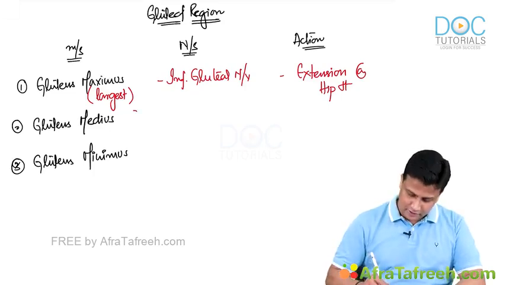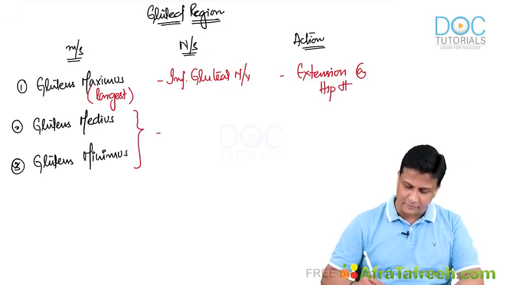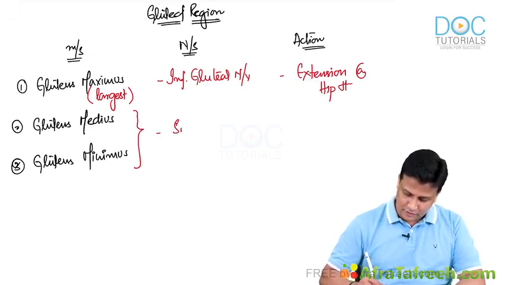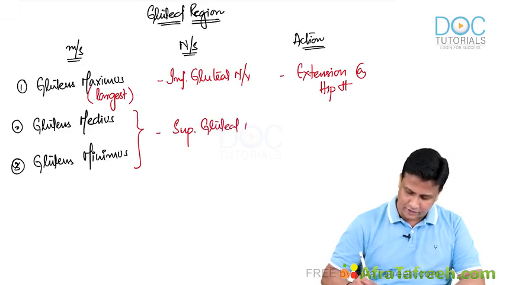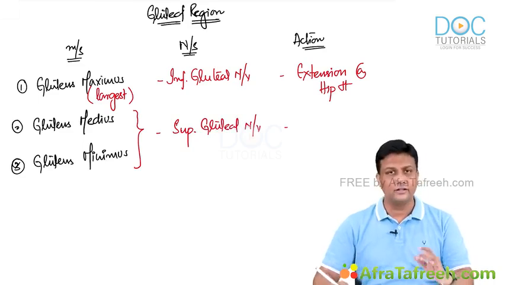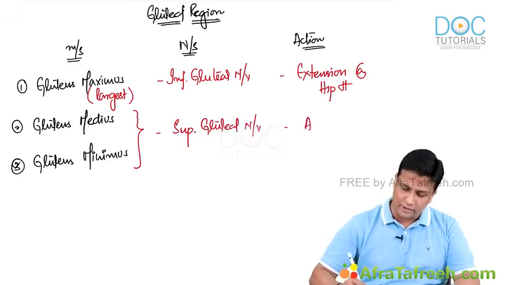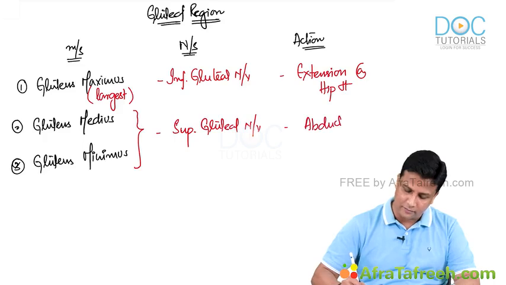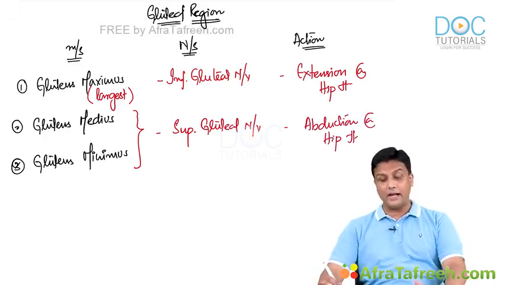Gluteus medius and minimus, these two muscles are supplied by the superior gluteal nerve. Again, it is gluteal nerve only, but this time it is the superior gluteal nerve. And these two muscles, I'm mainly concerned with them. They are actually helping in abduction at the hip joint, mainly abduction at the hip joint.